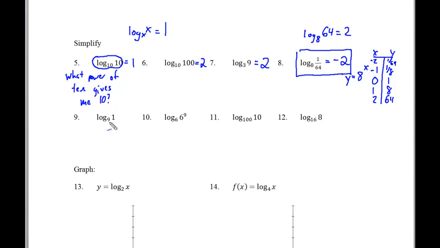All right, here's the question. What power of 9 gives me 1? Now this makes you remember a rule: anything to the 0 power is 1.